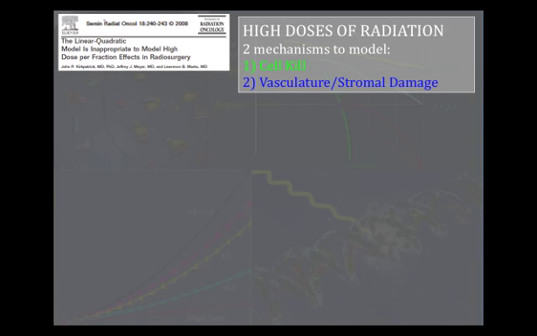But when we go to high doses of radiation, cell kill is one of the events, but there is also vasculature and stromal damage. And vasculature damage doesn't happen at low doses. That's why we fractionate, to protect the vasculature. But in the setting of high doses, there is this effect.